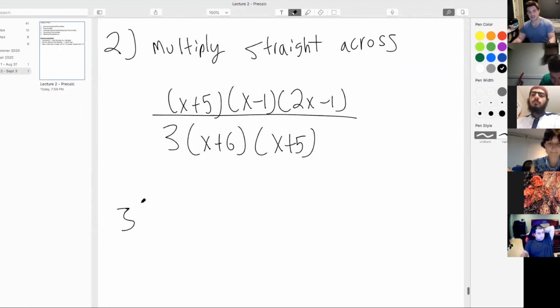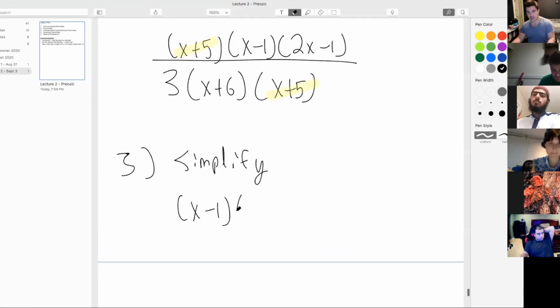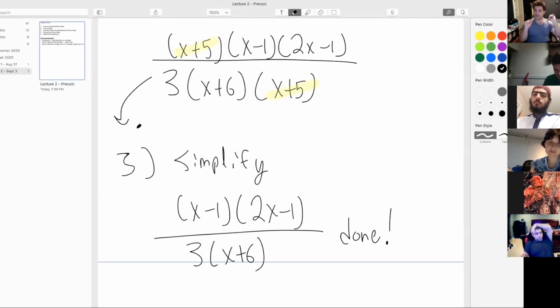Good. Step 3 is to simplify. This is an easy one because I have a factor of x plus 5 in both the top and bottom, so that will go away. We are left with the final answer of x minus 1 multiplied by 2x minus 1 over 3 times x plus 6. Okay, and we're done. Just note that going from here to here, the x plus 5s have gone away.